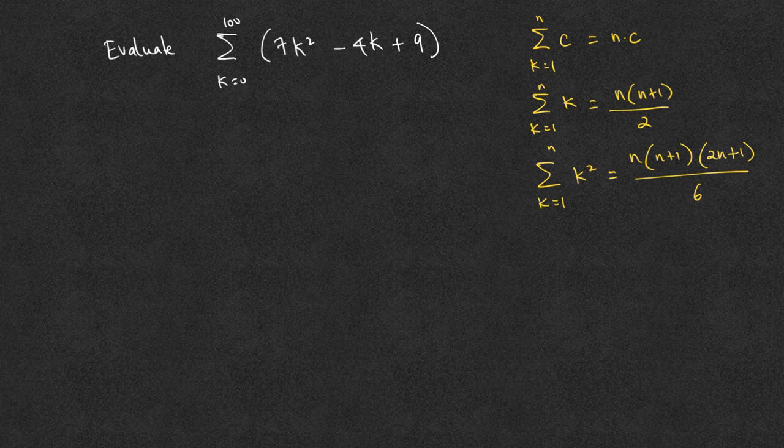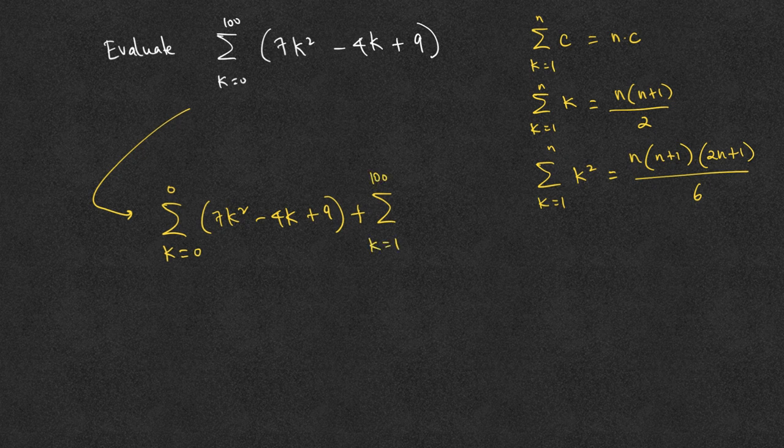Unfortunately, the sum that we have here starts with k equals 0, so we can't use these formulas. So we would need to rewrite this, which is simply easy. We just first split this sum into 2. We start from k equals 0 to k equals 0, and that would be only when k equals 0, of the sum 7k squared minus 4k plus 9, and then we add the sum k goes from 1 to 100 of 7k squared minus 4k plus 9.